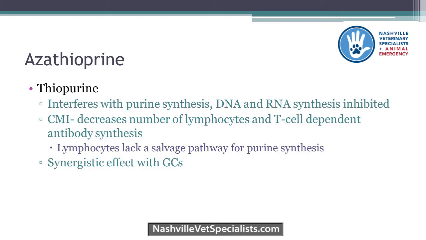And it targets lymphocytes specifically, so not just one type, but a lot of them, and it's because they lack a salvage pathway for purine synthesis. In other words, other cells in the body don't need these analogs to make these bases, but lymphocytes do. And so that's why it's a little bit more specific for that cell type, which is kind of cool.